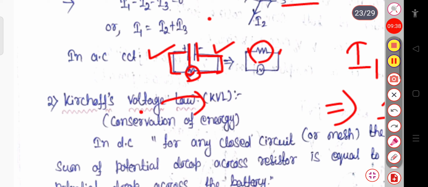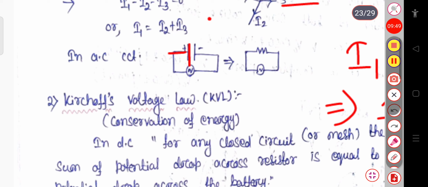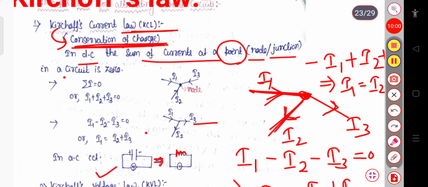So we can use Kirchhoff's first law for the alternating current circuit containing the capacitor. So here you can see, for alternating current, Kirchhoff's law is applicable to the circuit containing the capacitor, which behaves like a resistor in a circuit. This Kirchhoff's current law gives the conservation of charge.